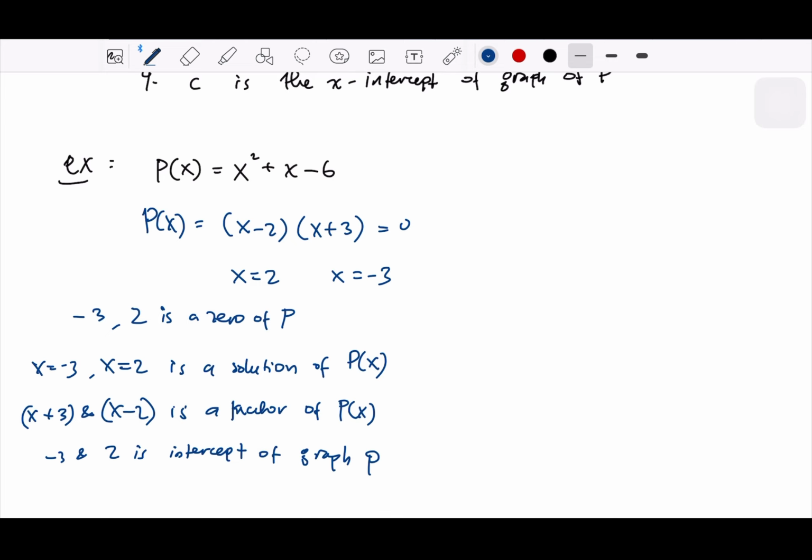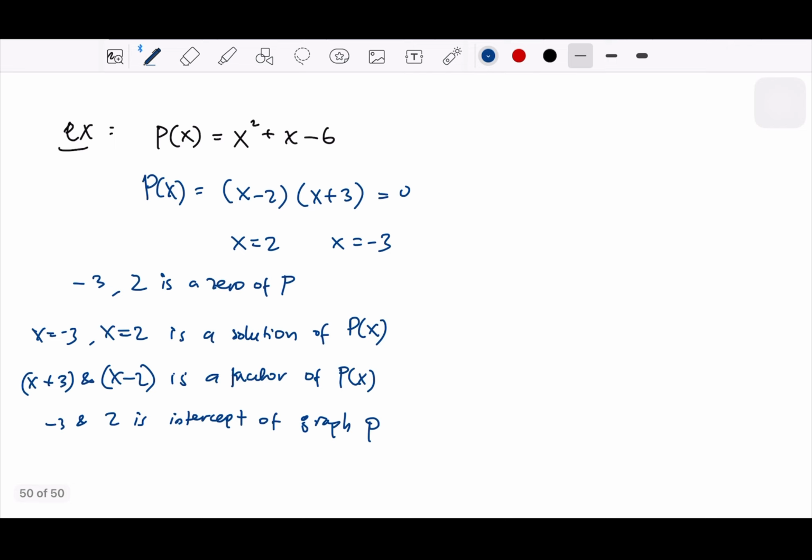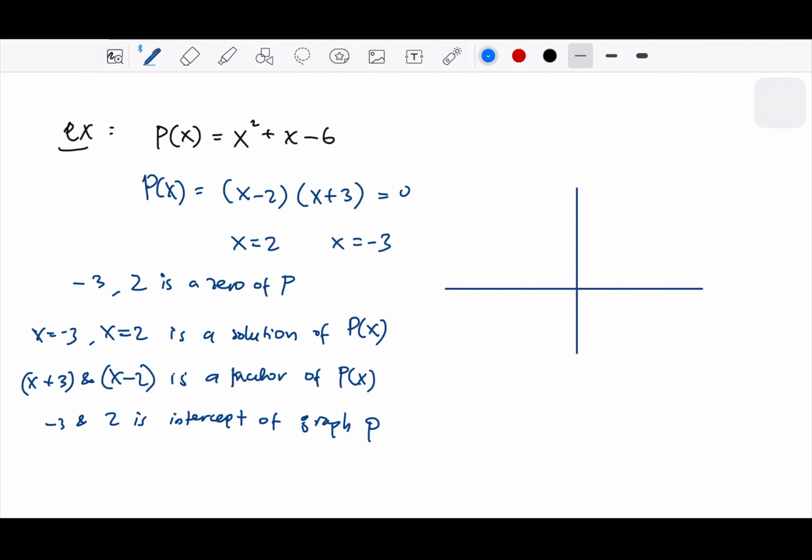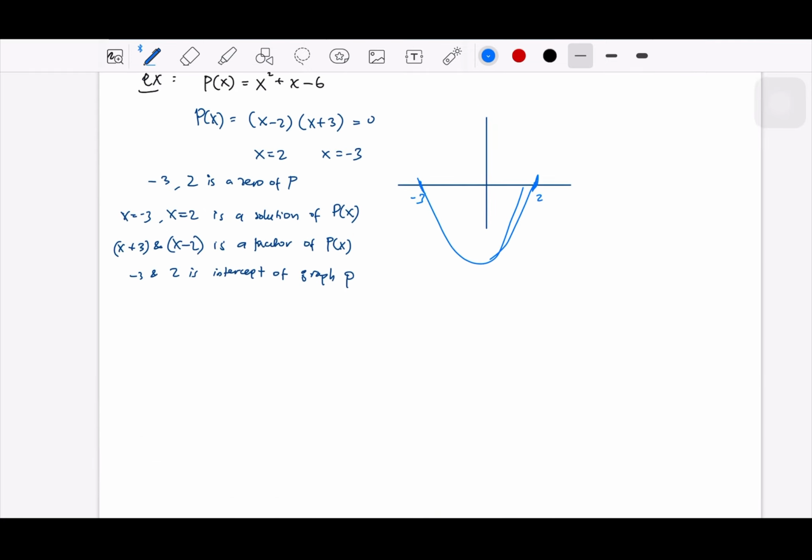So you could imagine the graph. At least you know that it will have -3 and it will have 2, and the graph will be crossing at 2. Maybe like that, around like that. That's roughly how the graph will be.